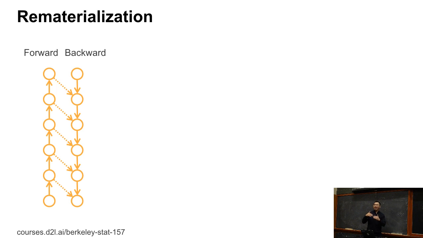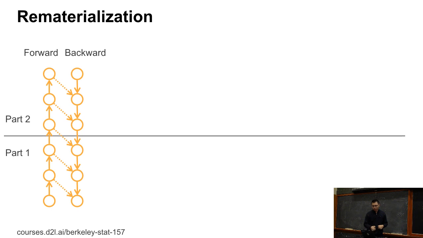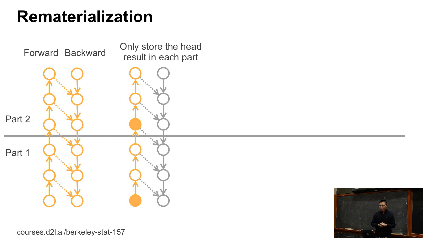Assume we have a very simple path for the computation graph, and the backward is also a path. The solid line means data dependencies. The first thing we do is partition the graph into 2 parts, 3 nodes in one part and 3 nodes in the other. In the forward path, we only store the first node of each part, which is the solid circle, and we ignore the results on the normal circles after we have computed the path.